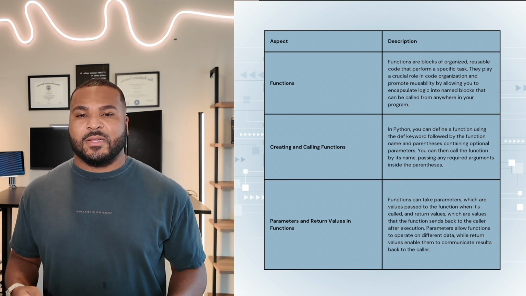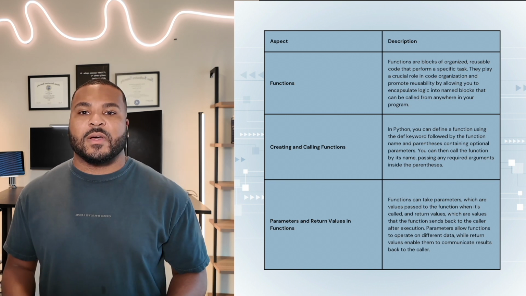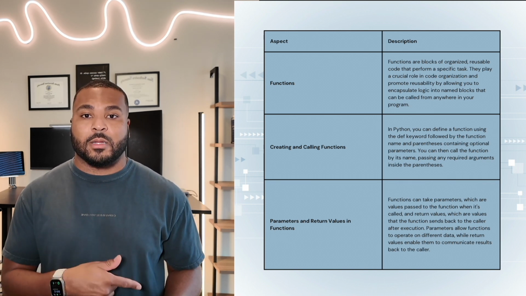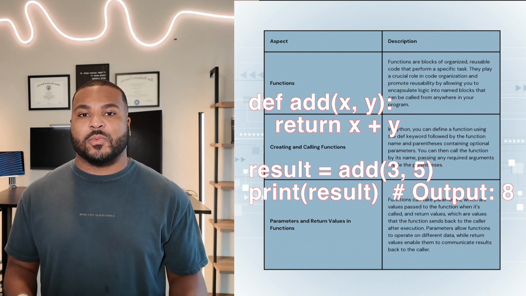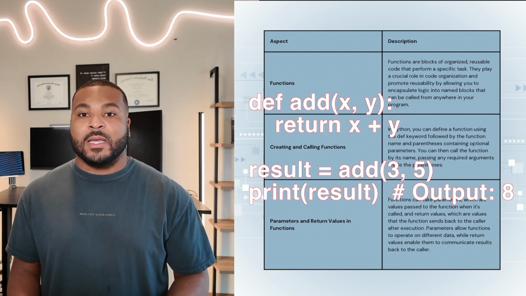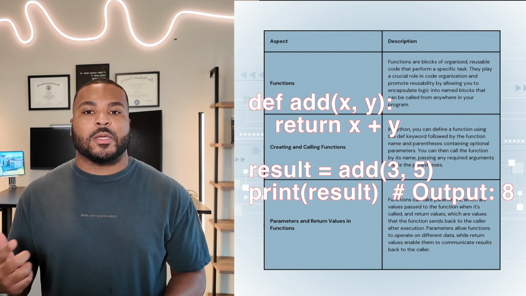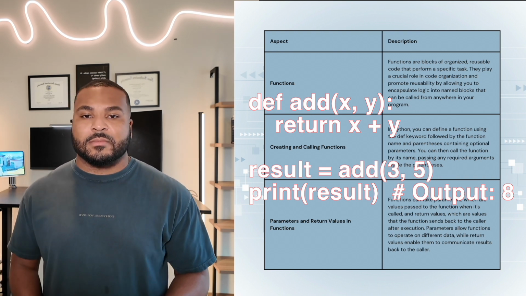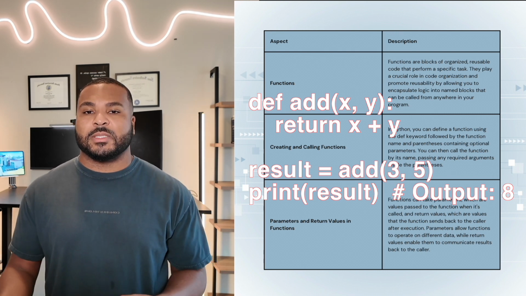Additionally, functions can return values using the return keyword, which sends the results of the function's computation back to the caller. So in this example that I have on the screen, the add function takes two parameters, x and y, adds them together, and returns the result. When the function is called with arguments 3 and 5, it returns 8, which is then assigned to the variable result and printed to the console.